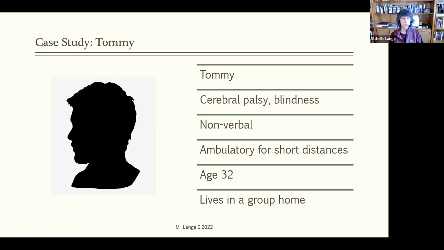Now, I do not have any pictures of Tommy. This was actually quite a while ago that I saw Tommy, but he's such a good example of a client that's not engaged and addressing this situation that I hope you'll be patient with me despite a lack of photos here. So Tommy has cerebral palsy and no vision, and he's nonverbal. He was ambulatory for very short distances. And at the time, he was 32 years old and lived in a group home. There were about 5 adult residents there.